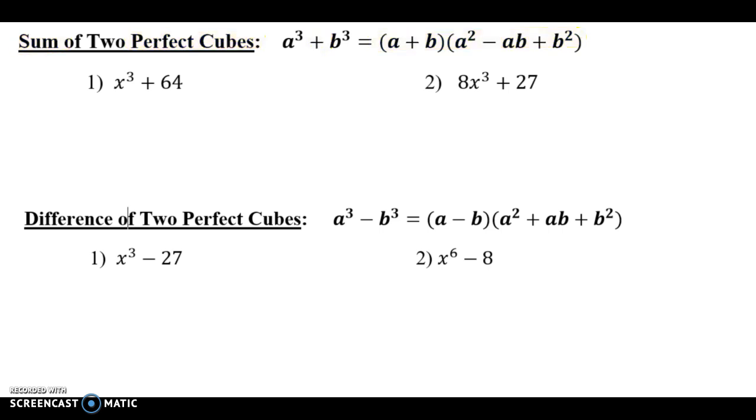So notice, our formula is a cubed plus b cubed. But this one's a. In other words, what is being cubed? So look at our first term here. What is being cubed? X. And our second term is the b term. It's telling us this is being cubed. So what number is being cubed? In other words, what's the cube root of 64? If you're not sure, put it in your calculator. 4, right? 4 times 4 times 4, right?